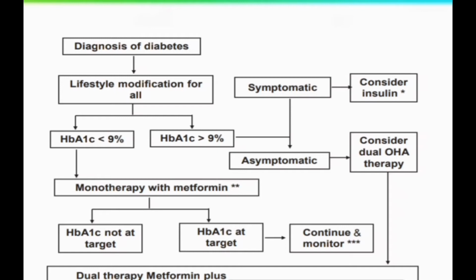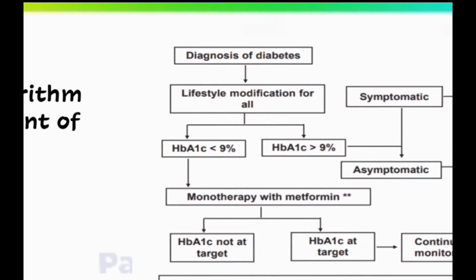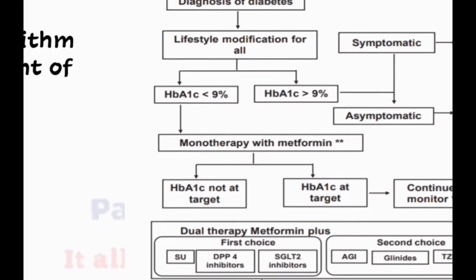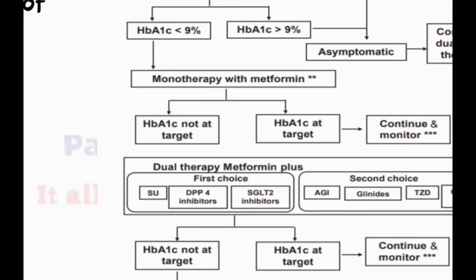If the patient is asymptomatic and his HbA1c is more than 9%, you have to consider dual oral hypoglycemic agent therapy. And if the patient's HbA1c is less than 9%, you have to start with monotherapy with metformin. If metformin is contraindicated, you can start sulfonylureas, DPP-4 inhibitors, or SGLT2 inhibitors. Once you start monotherapy with metformin, you continue monitoring, and if you find HbA1c not at target, the ideal target is less than 7, and the satisfactory target is 7 to 8.